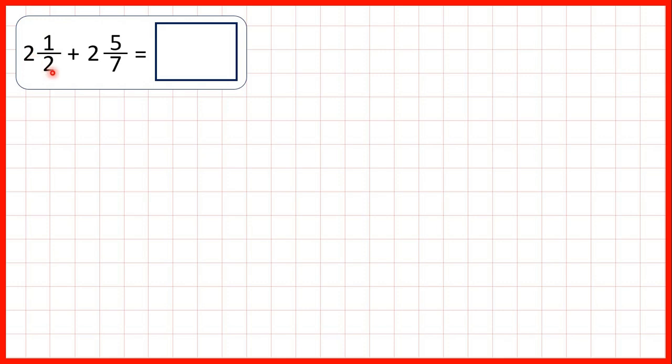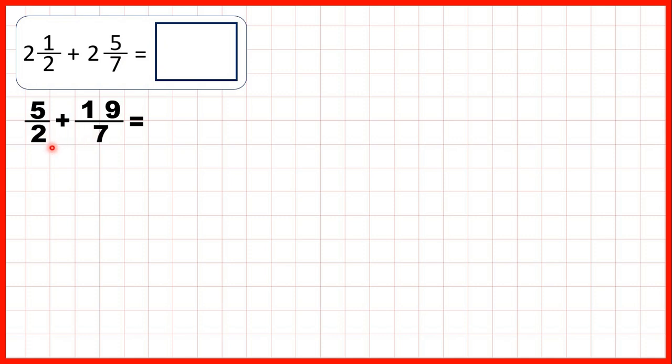So 2 times 2 is 4 plus 1 is 5, so that's the numerator of our improper fraction and the denominator stays the same. Now for 2 5/7, 2 times 7 is 14 plus 5 is 19, so that's 19 over 7 because again our denominator stays the same. But to add fractions we need a common denominator.